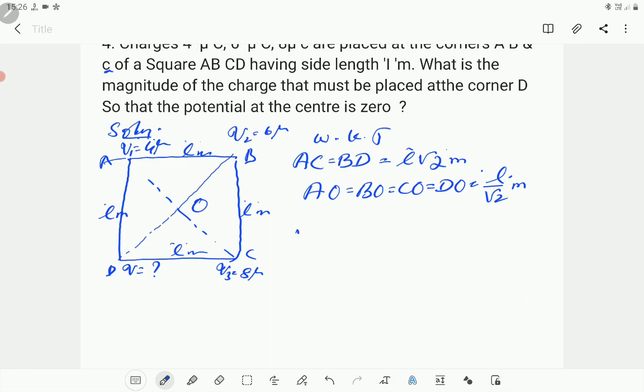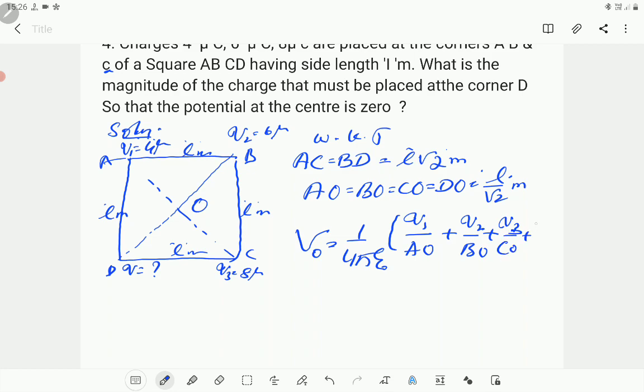Potential at a point is given by, as it is a scalar quantity, 1 over 4 pi epsilon 0 charge q1 divided by that distance AO. You are finding potential at the center O of a square, that is q2 divided by BO plus q3 divided by CO plus q4 divided by DO. That's it. The problem is very similar to the previous one.